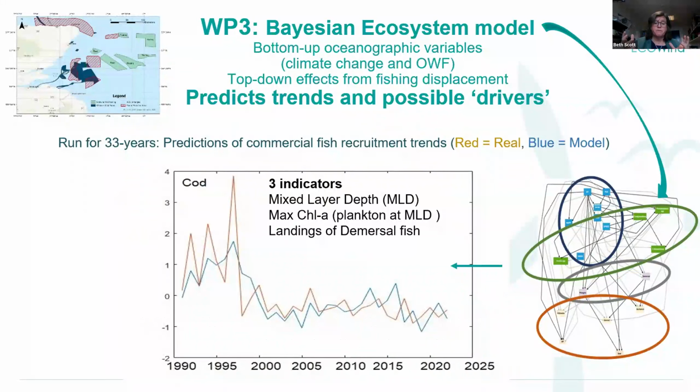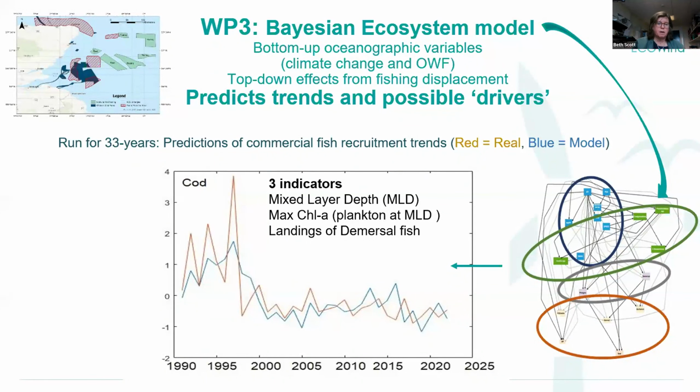And all the things in blue are all the physical things that you could think of, like changes in mixing. And then we've got the green, which is zooplankton and plankton. And then we've got seabirds, and then up to fish, and then up to seabirds and mammals. And what happens in these models is there's no population dynamics. These are machine learning. They are pattern-driven models.